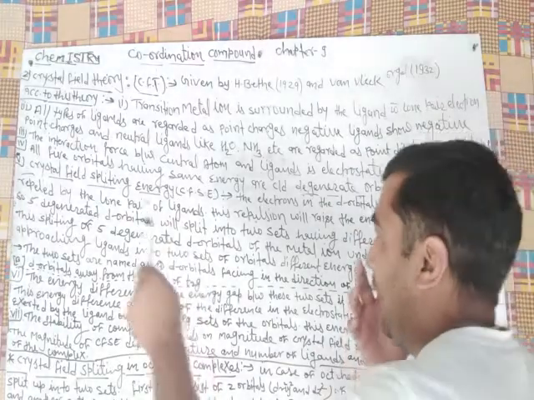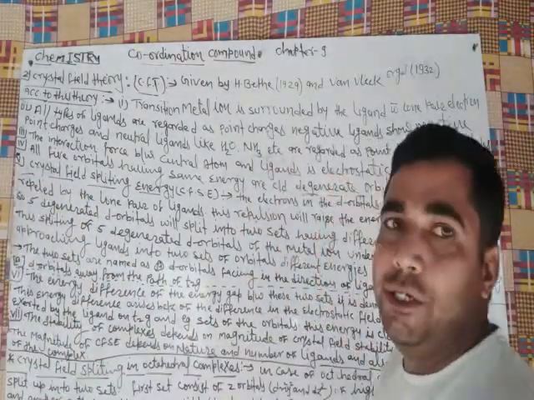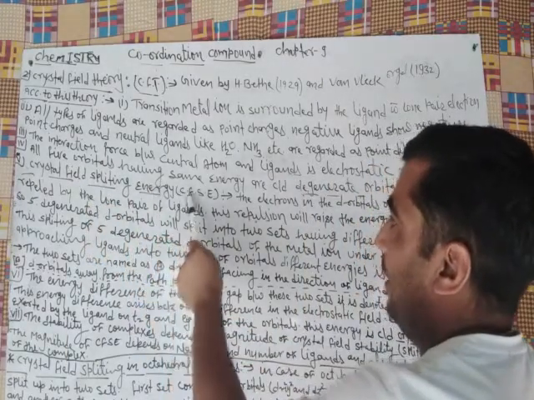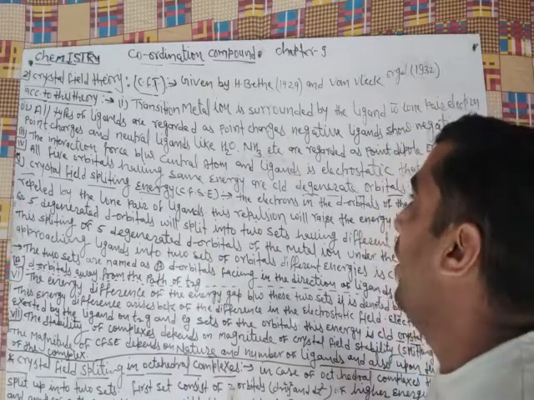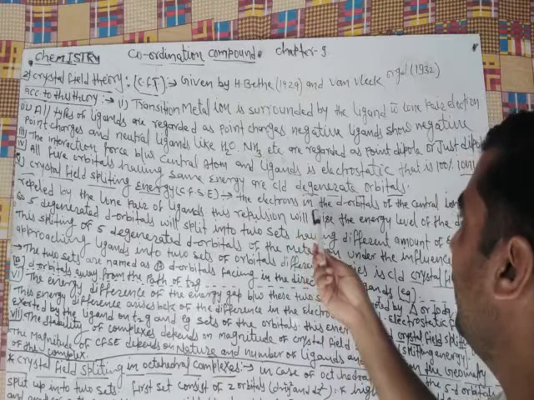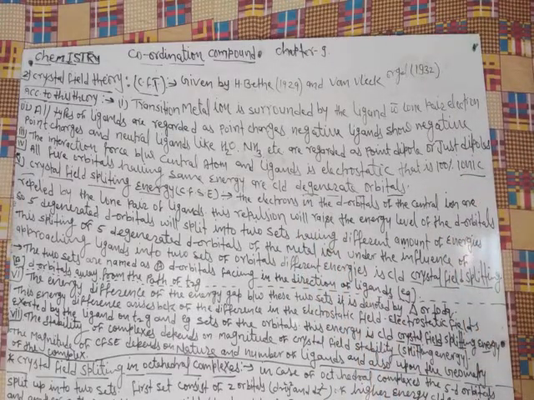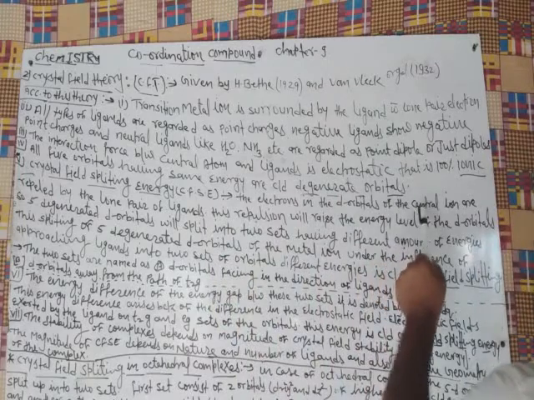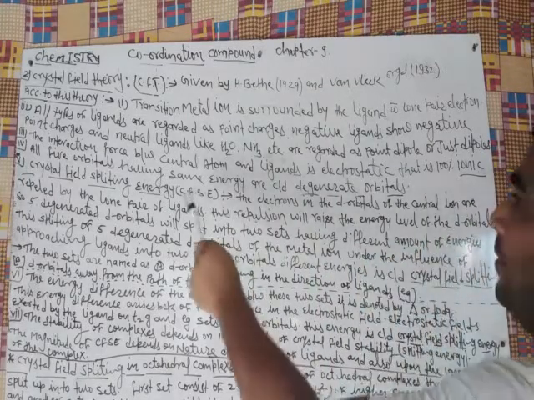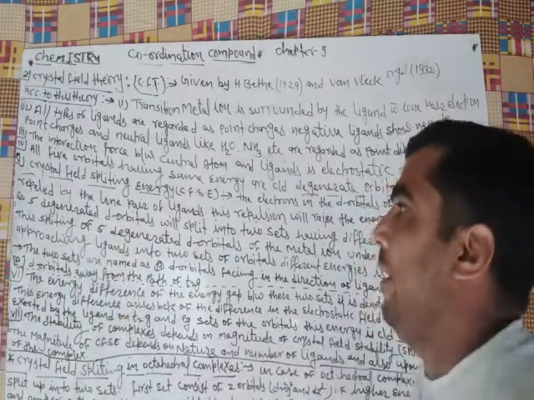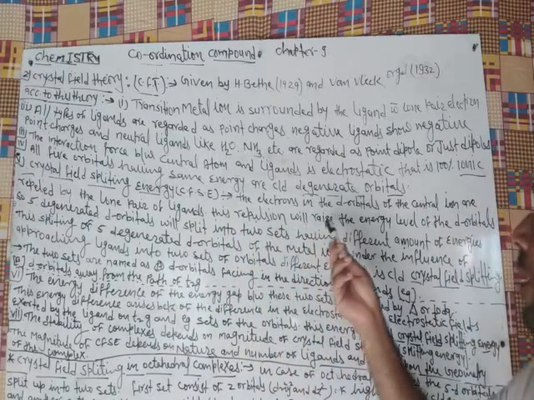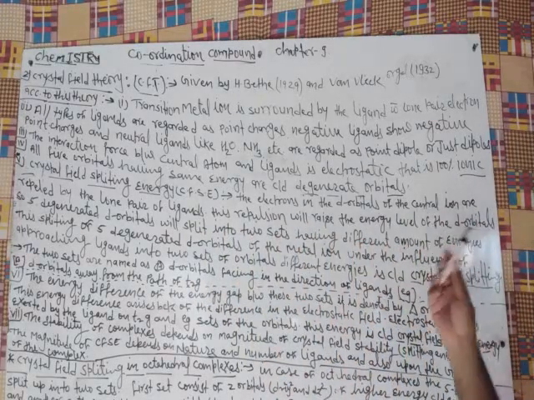Fifth point of this theory, and the important point of this theory: crystal field splitting energy, represented by CFSE. The electrons in the d orbitals of the central ion are repelled by the lone pairs of ligands. This repulsion will raise the energy level of the d orbitals.